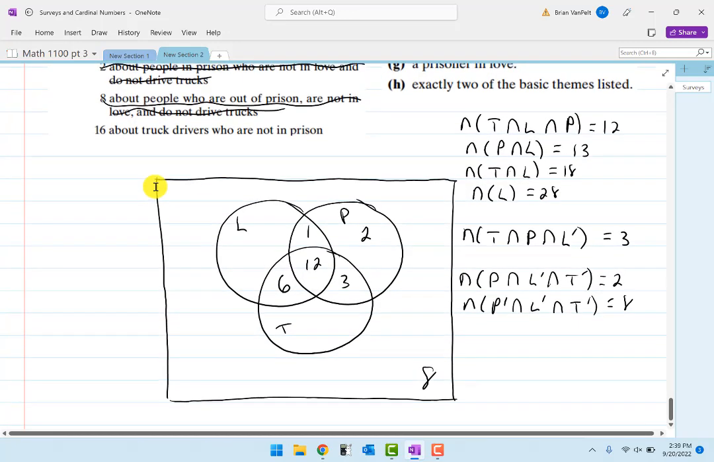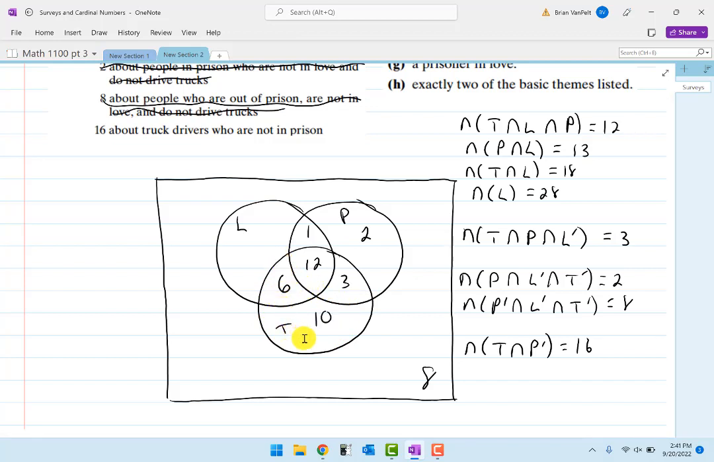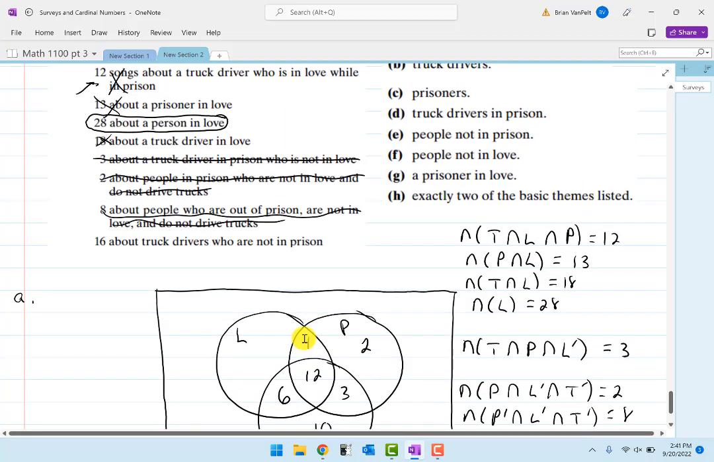16 about truck drivers who are not in prison. So the number of items in truck drivers intersected with P prime. See if you can follow my yellow thing out here. It should be a total of 16. That puts 10 into that spot. And now we can actually start to answer the questions to the problem.